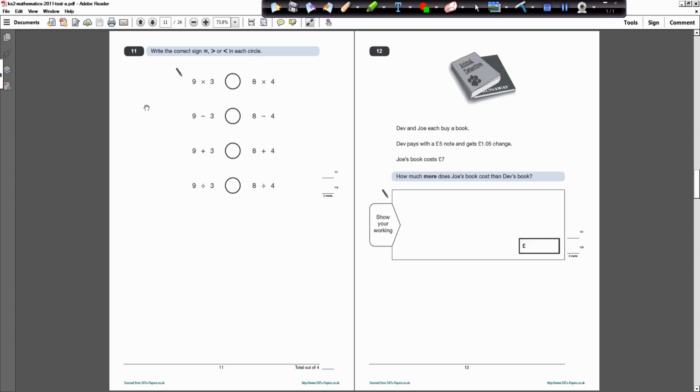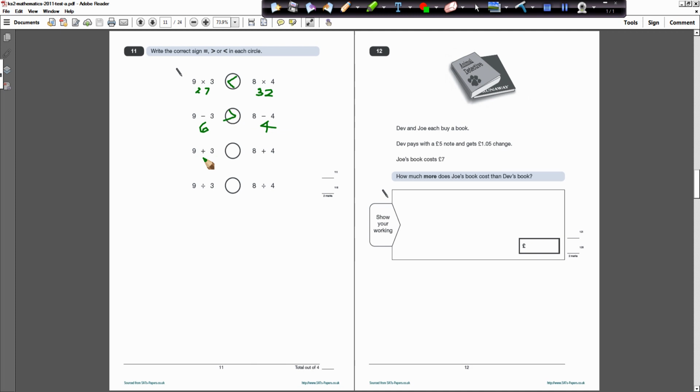Okay, question number 11. We're back on now, folks. Write the correct sign: equals, greater than or less than in each circle. So we're looking at inequalities now. So 9 times by 3 is? 27. 8 times by 4 is? 32. So 27 is less than 32. What's 9 minus 3? 6. 8 minus 4? 4. So 6 is greater than 4.